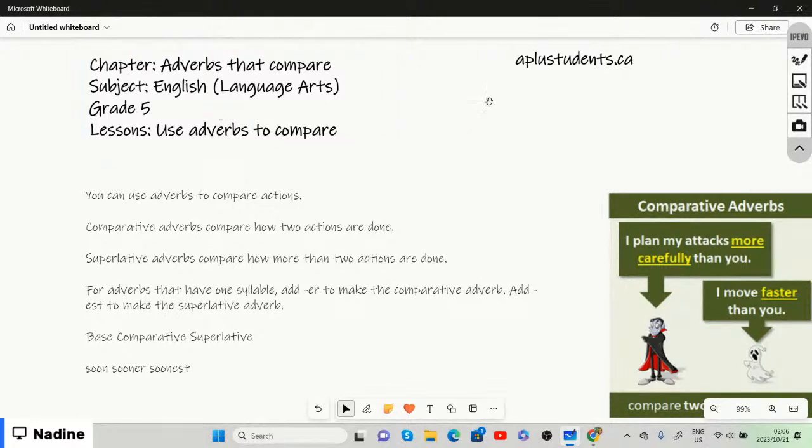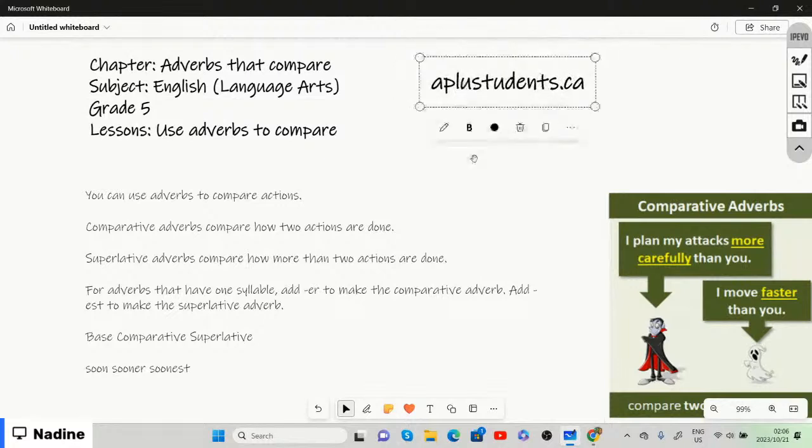And we are doing our tutorial lesson on aplusstudents.ca. So if you do want to go back, recap, or go over certain lessons or chapters, then you can go to aplusstudents.ca. There we have the chapter, which is adverbs that compare, subject, which is English language arts, grade 5, and the lesson is to use adverbs to compare.